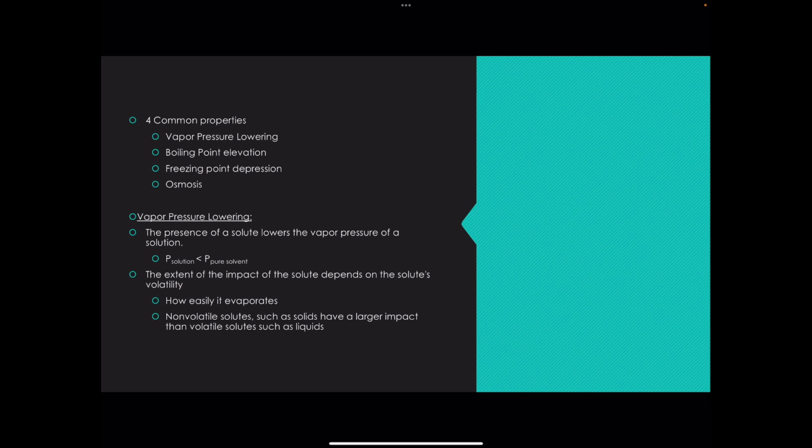generating less pressure above. Now, the extent of the impact of the solute depends on the solute's volatility. So if that solute can evaporate as well, then we're going to have more pressure. So non-volatile solutes, such as solids, have a larger impact, so they have a greater lowering of the pressure than volatile solutes, such as liquids.